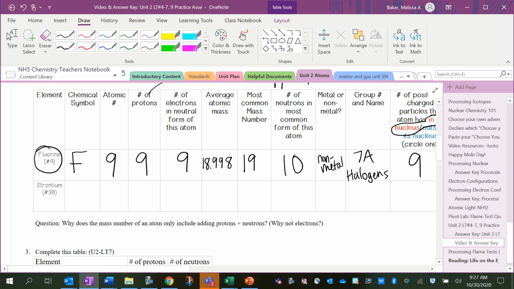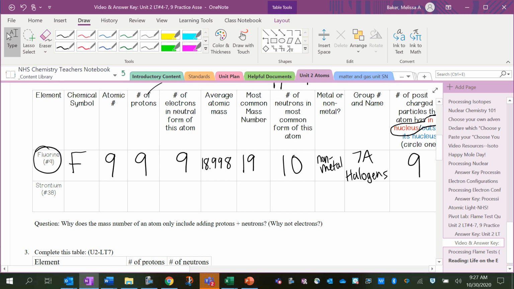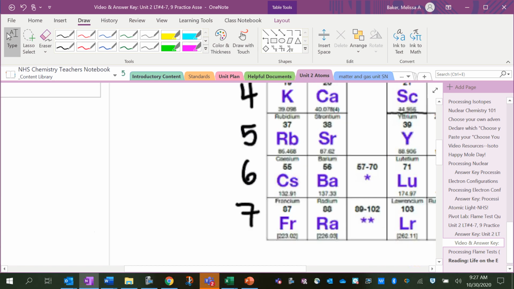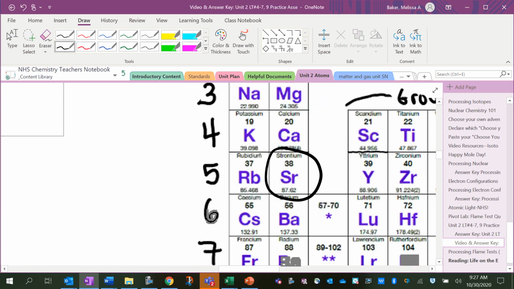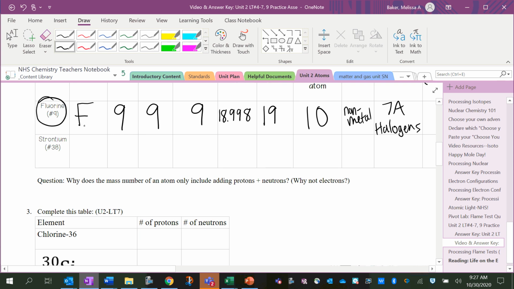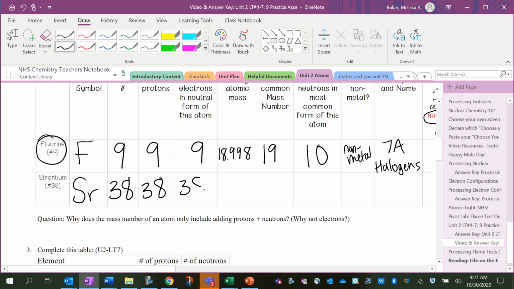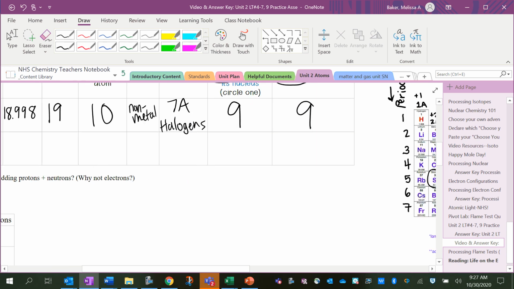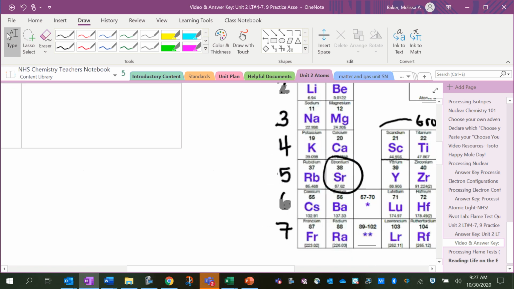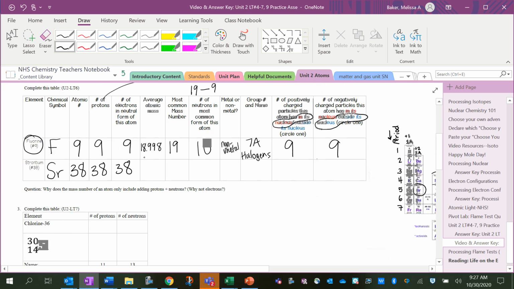All right, now we do everything for strontium, number 38. So if we look up strontium, here it is. Symbol is Sr. Number 38, so it's got 38 protons and 38 electrons, assuming neutral. Its average atomic mass is 87.62. That rounds to 88. So we do 88 minus 38 to get the number of neutrons, and that's 50.